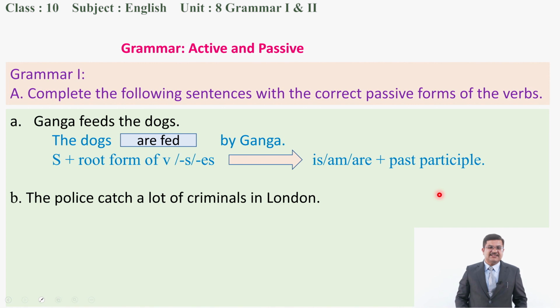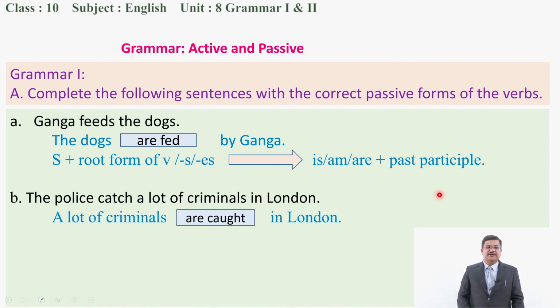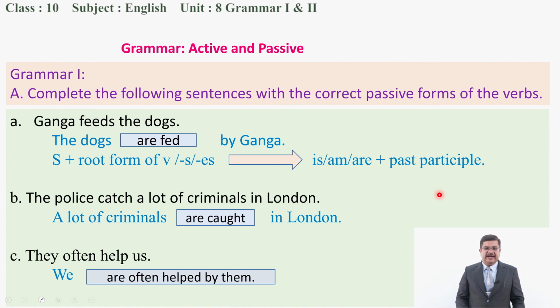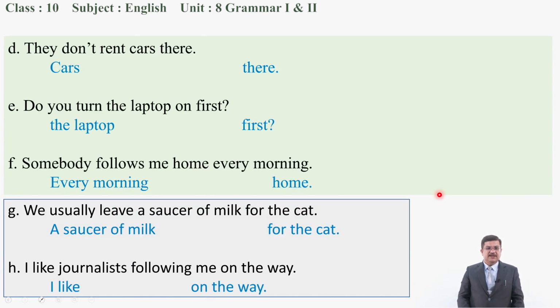The police catch a lot of criminals in London. We have already done. A lot of criminals are caught in London. They often help us. We have discussed: we are often helped by them. Similarly, they don't rent cars there. Are you with your textbook and exercise book? So if you have your textbook, these examples are given. Cars are not rented by them, dear.